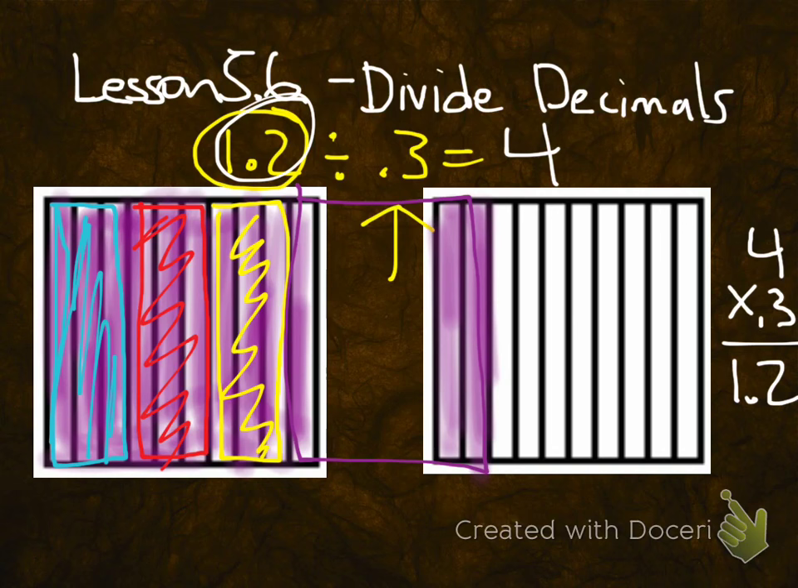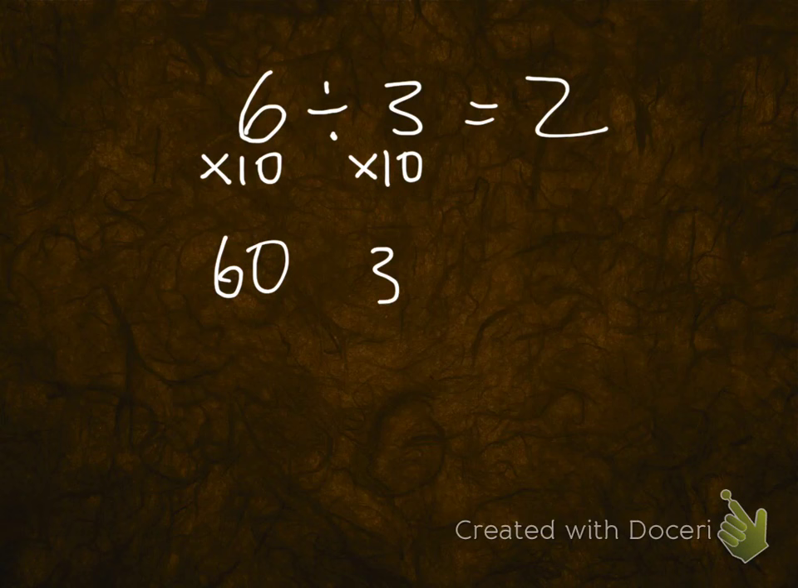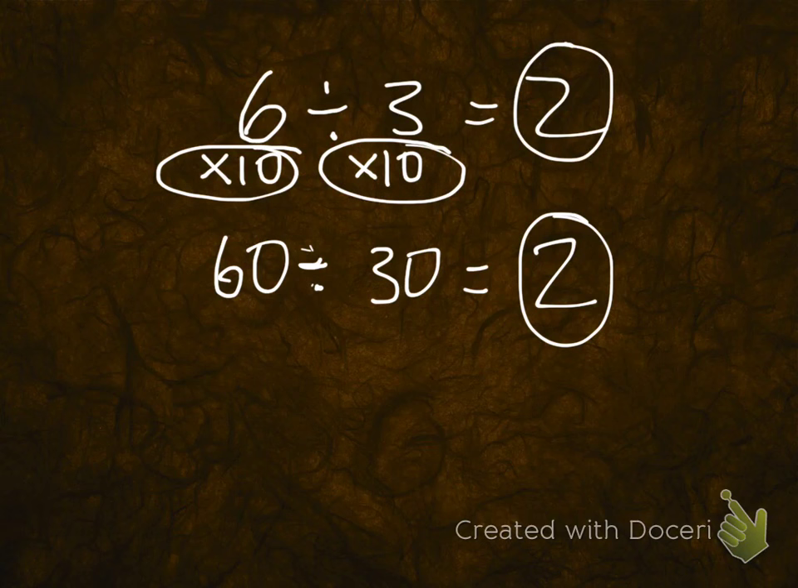But we don't always have to model a decimal division. We could solve it using our standard algorithm. Let's take a look at that. The first concept we need to understand is that 6 divided by 3 equals 2. Now, if I multiply that 6 by 10, I get 60. And if I multiply that 3 by 10, I get 30. If I divide 60 by 30, I'm also going to get 2. Since I multiplied this by 10 and I also multiplied that by 10, my quotient wound up being the same.